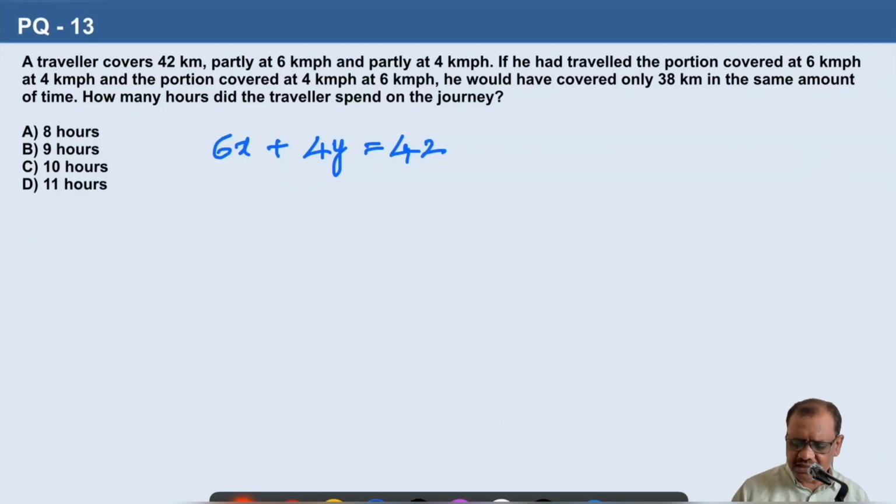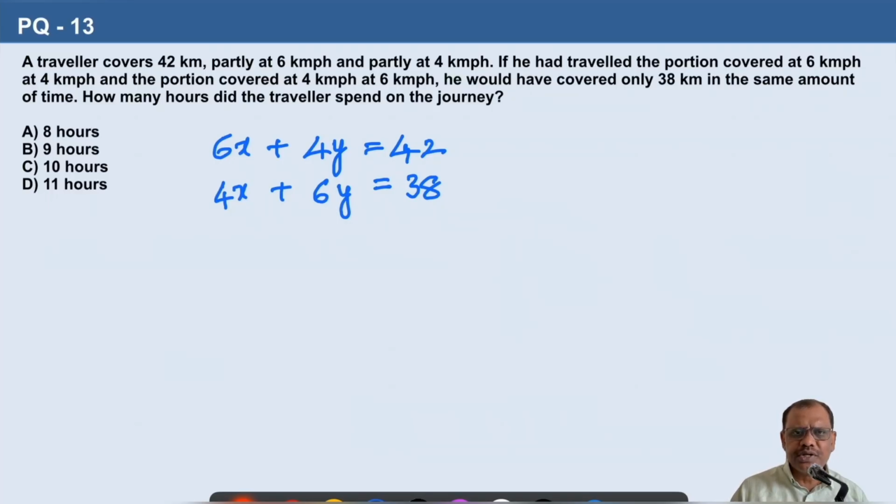Now in the second case, the speeds are interchanged, 4 and 6. So the timings are the same, 4x and 6y. Distance covered in the second case is 38 kilometers. So we got the two equations here. We have to find out the total time of journey, so that is x plus y.